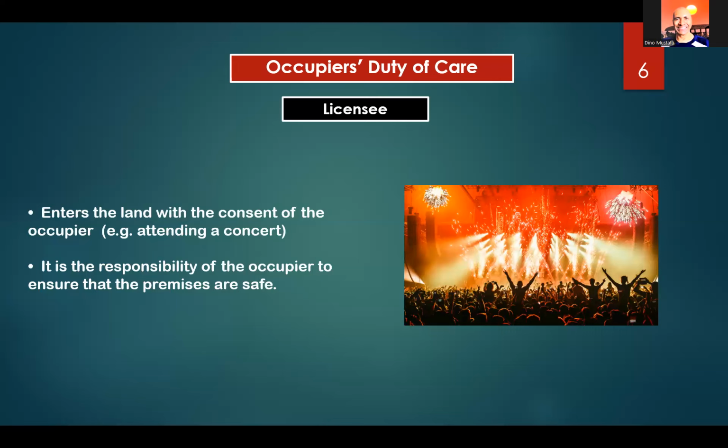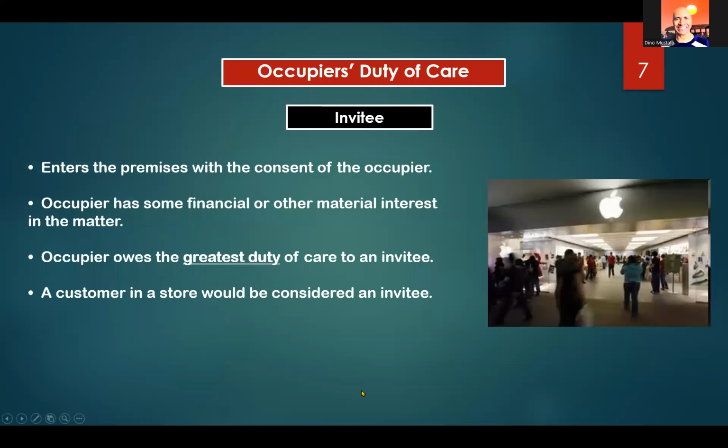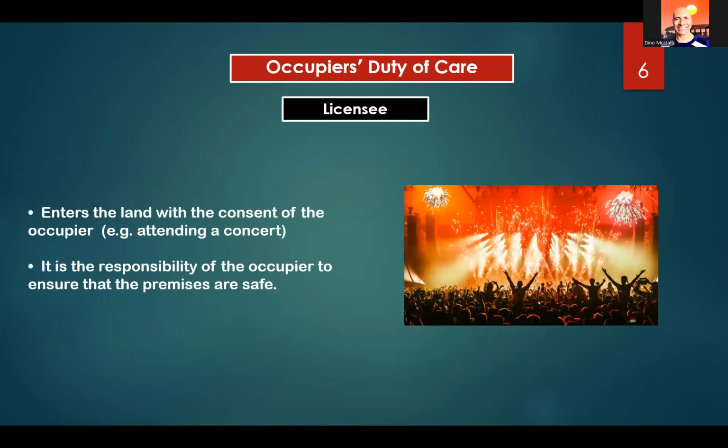You have a higher duty of care. Why? Because you're making money. Okay, it's the responsibility of the occupier to ensure that the premises are safe. Another type of visitor that can come to your building is called an invitee. An invitee is someone who enters your premises with the consent of the occupier, but the occupier has some financial or other material interest in the matter. It's very similar to the licensee. I'll give you another example of a licensee, which will show the difference between the licensee and invitee.